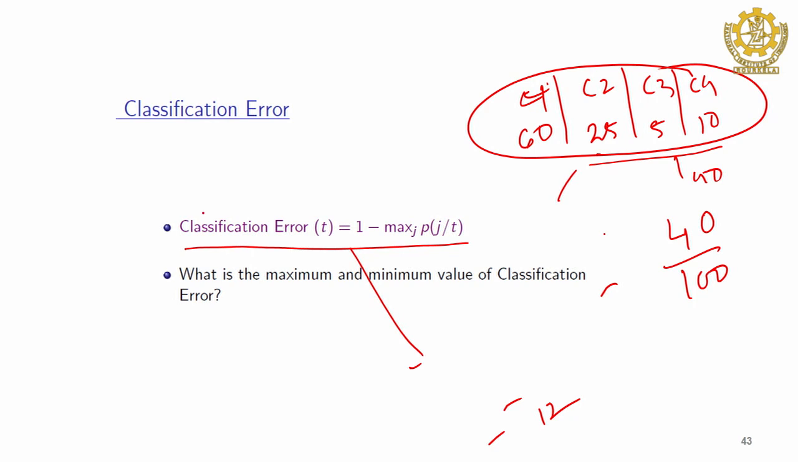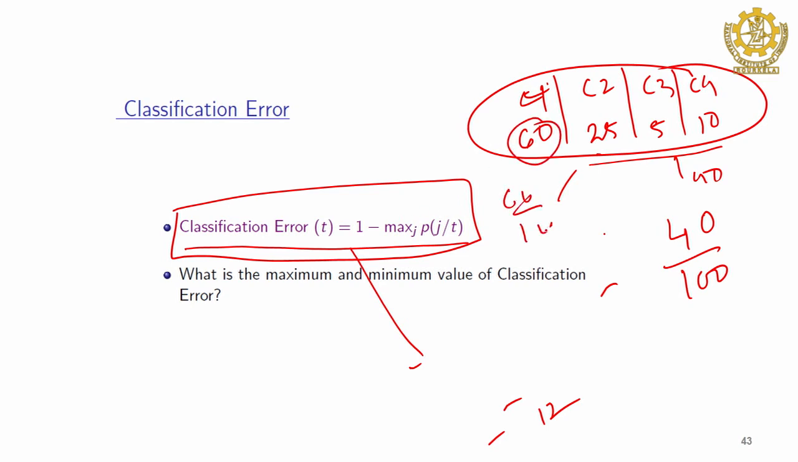That is written in a more formal way: 1 minus the maximum probability of the classes. Here the maximum probability is 60 by 100, so 1 minus 60 by 100 will give you 40 by 100. Okay. So what is the maximum and minimum value of the classification error? What is the minimum value? If all patterns belong to a single class, then the maximum probability is 1, so the error will be 0. And what will be the maximum value?